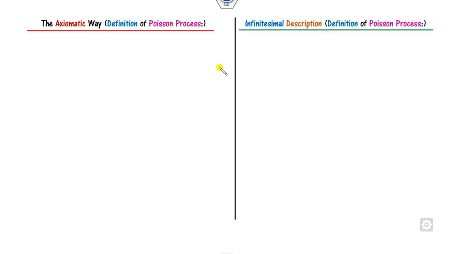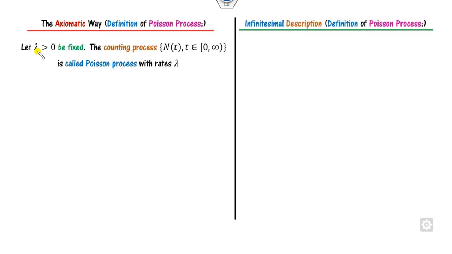Now, there are two ways we can define the Poisson process. The first one is the axiomatic way. If I consider lambda as any fixed number, or you can say lambda is my intensity, then the counting process, that is N(t), is called the Poisson process if it satisfies these three properties.